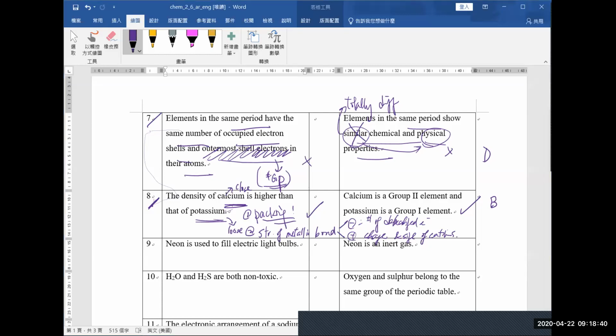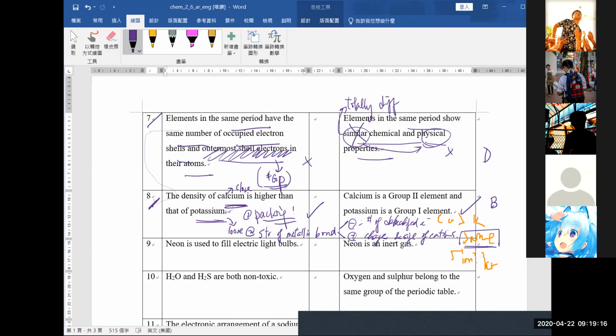Hi, Wendy, are you here? Yes, calcium will have more delocalized electrons released per atom when you compare with potassium. How about the charge and size of cations? You just write down the same. Calcium ion and potassium ion, they have the same size. Do you mean that?